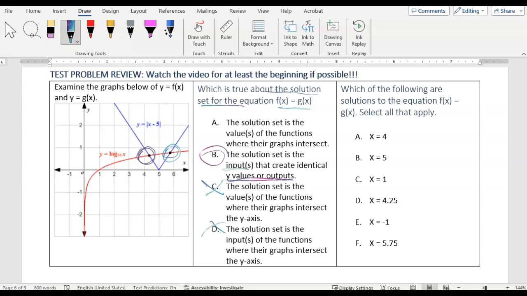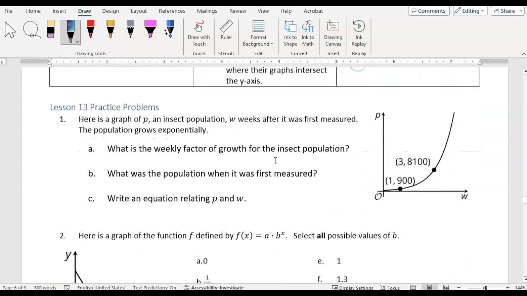It says, which of the following are solutions to the equation f of x equals g of x? So we're looking for the x values where this y value is the same. It's between 4 and 5 here, so a good guess would be x equals 4.25. And then the second value is between 5 and 6, so another valuable guess there would be 5.75.